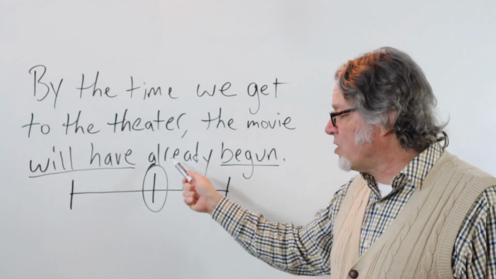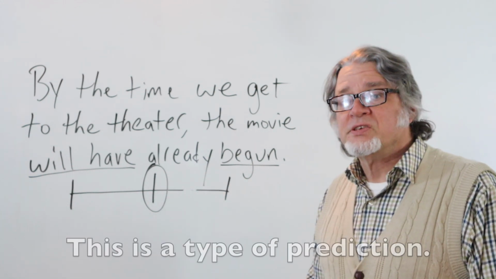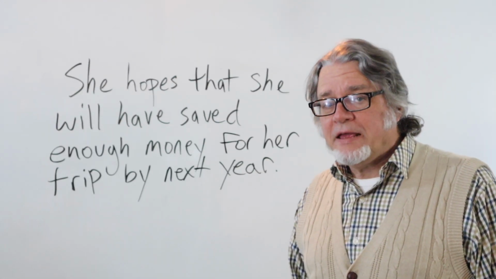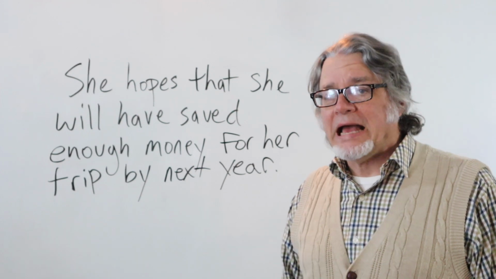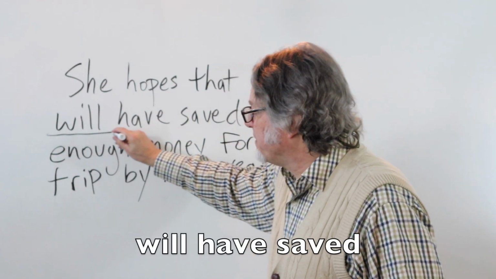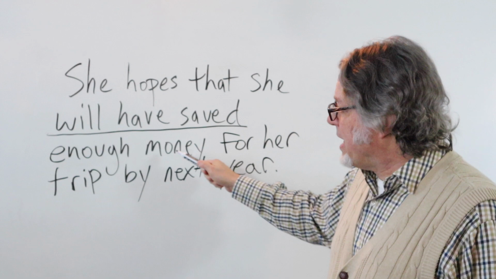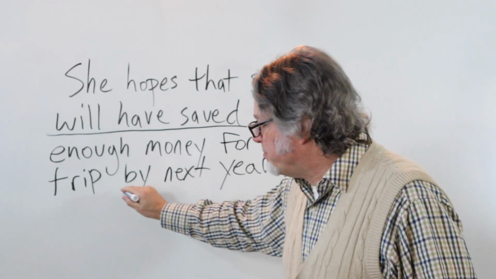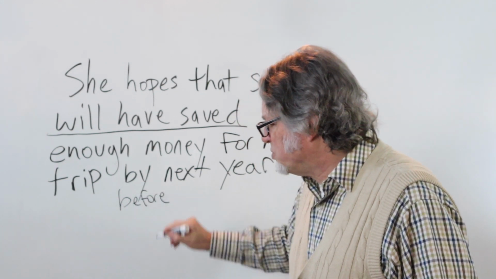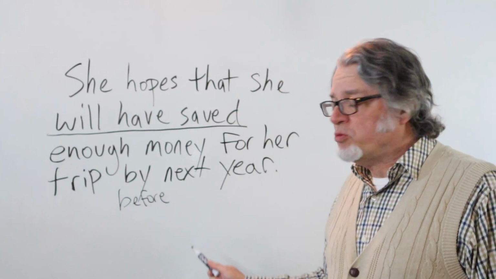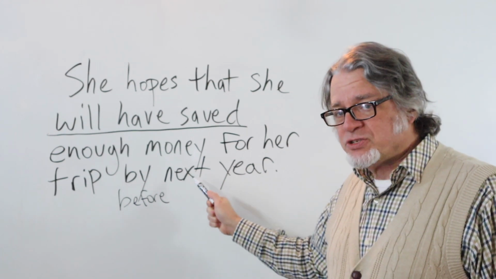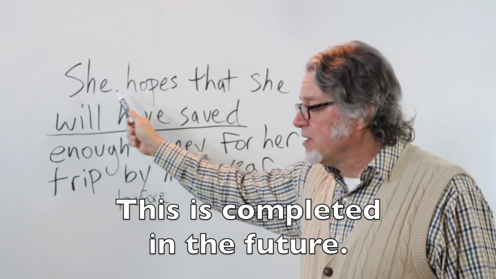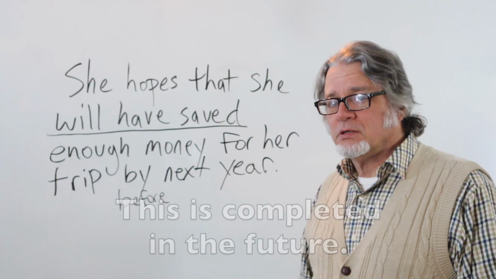Thinking about something that is already finished, this is a type of prediction. She hopes that she will have saved enough money for her trip by next year. Here's the future perfect tense. The goal is to have enough money before next year. The word by is similar to before. So before this happens next year, she hopes that she will have saved enough money. And this is completed in the future.